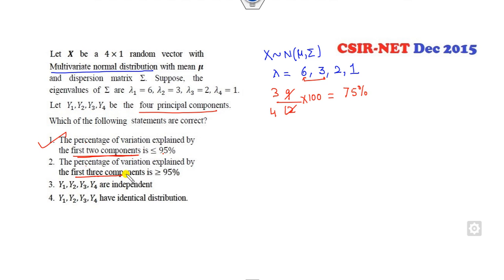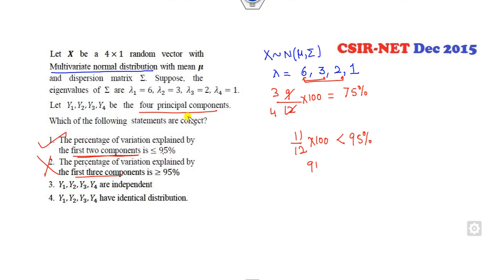The percentage of the first three components: the first three components give 11 over 12, which is 91 point something percent. But the option says it is greater than 95 percent, so that is the wrong option. Look at another one.